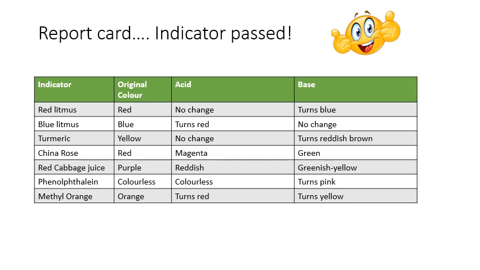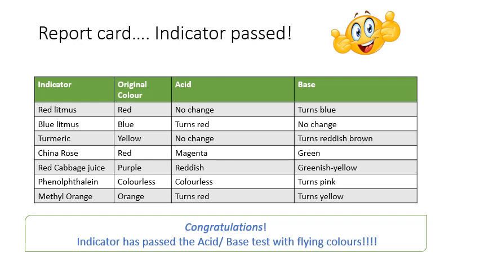These two indicators, we will look more at them in the coming videos: phenolphthalein and methyl orange. These are chemical or synthetic indicators. Phenolphthalein, which is colorless, remains colorless in acid, whereas in a base it turns pink. And methyl orange is orange; in acid it will be red, and in base it will turn yellow. So, congratulations, your indicator has passed the acid base test with flying colors. Isn't it wonderful?